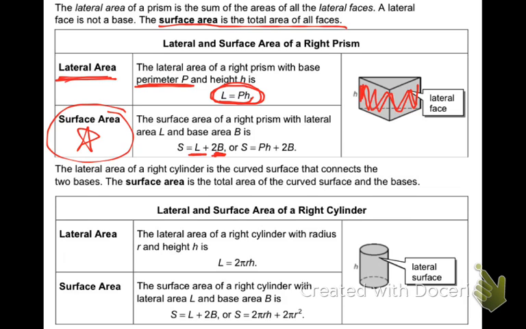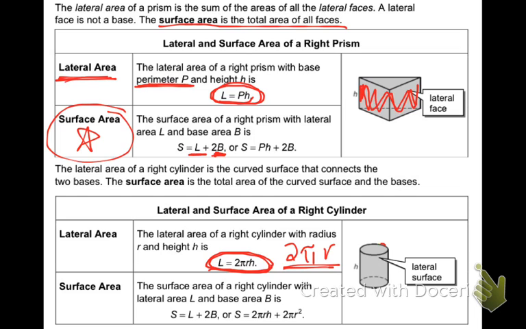The other one is a right cylinder. The lateral area of a right cylinder with a radius r and height of h is 2 pi rh. You might wonder where they come up with these letters. 2 pi r, what formula is that for? It's not the area, it's the circumference. Isn't circumference like perimeter? Yeah.